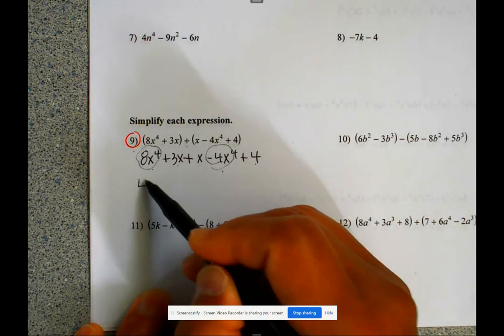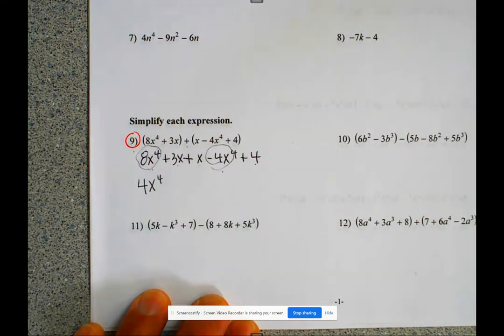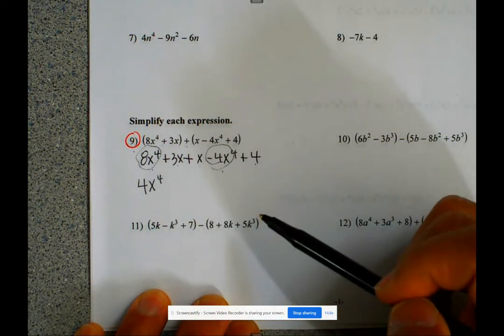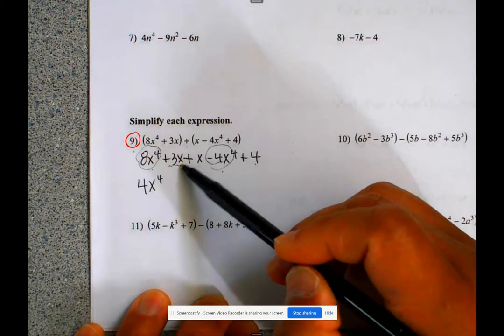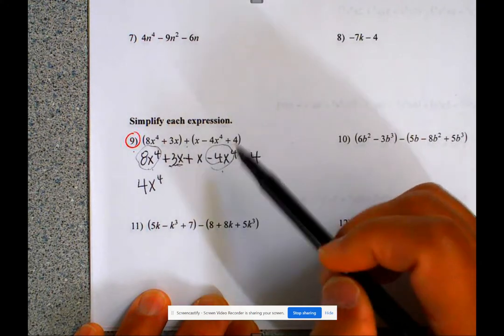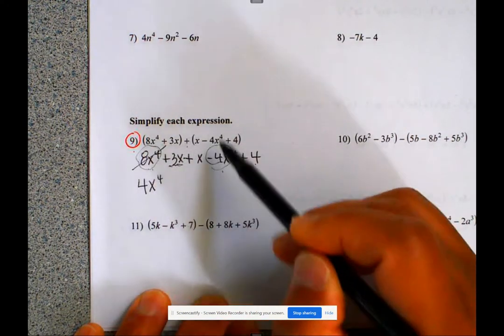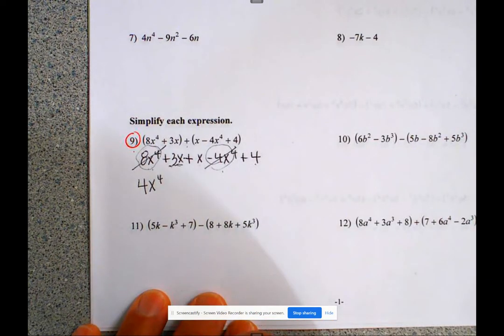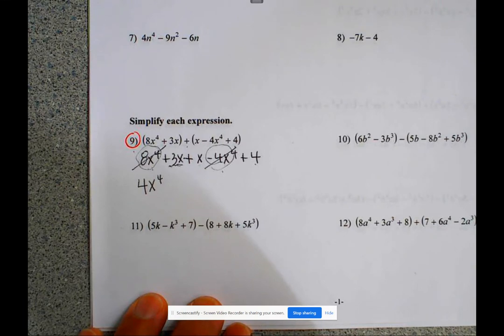So someone said 4x to the fourth. That is correct, okay? All right, and then next, you want to combine like terms. So in this case, we have 3x. And I think Mr. Duncan said that once you combine them, it might be a good idea to cross them out so that you know not to use them later on. All right, so once you combine them, just cross them out like that.